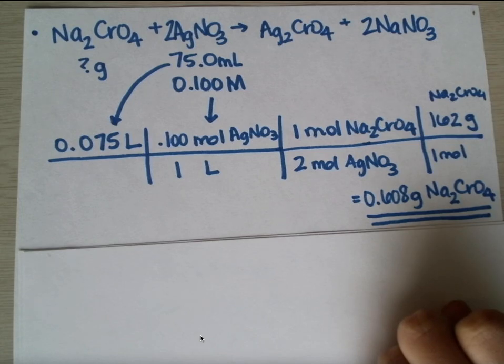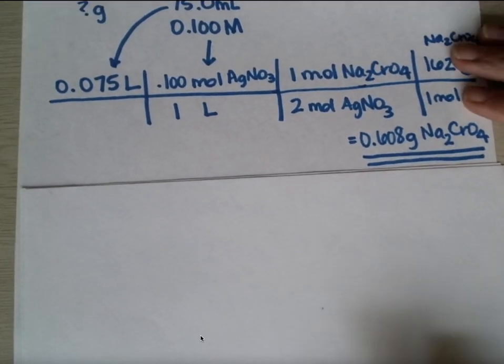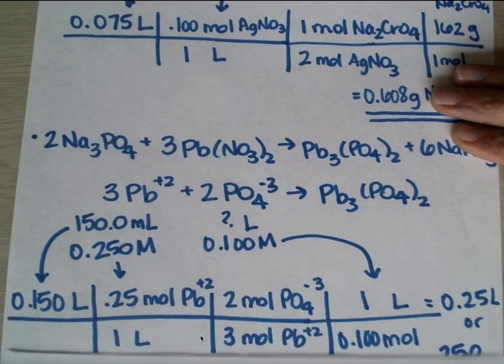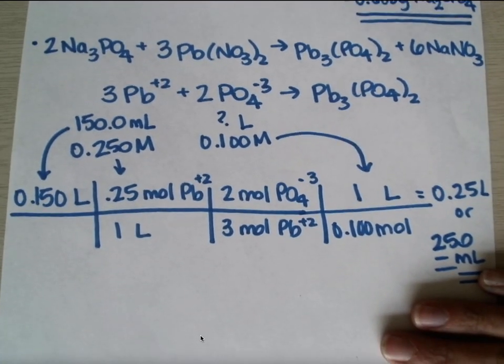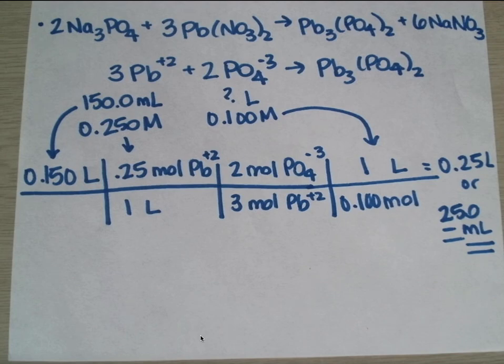Okay. In the next example, instead of using a molecular equation, we're going to look at the net ionic equation. So different equations can be used differently. So here's our second example. We have the sodium phosphate solution reacting with the lead 2 nitrate solution, producing the lead 2 phosphate, and the sodium nitrate are our spectator ions.